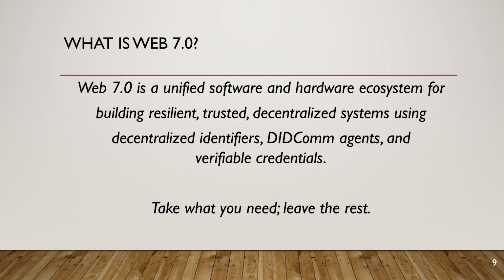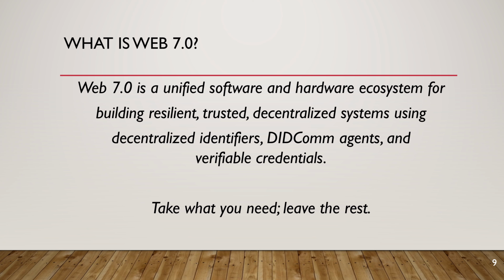Web 7.0 is a unified software and hardware ecosystem for building resilient, trusted, decentralized systems using decentralized identifiers, DIDComm agents, and verifiable credentials. It builds from a whole bunch of different specifications and organizations, and that leads to the tagline there at the bottom: take what you need and leave the rest.